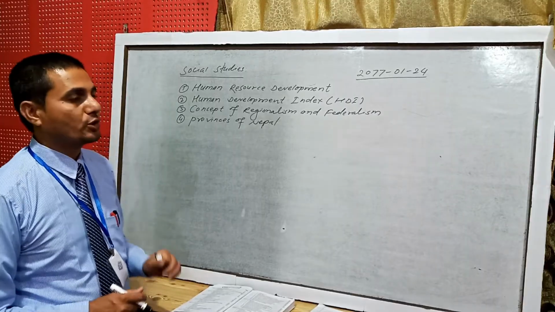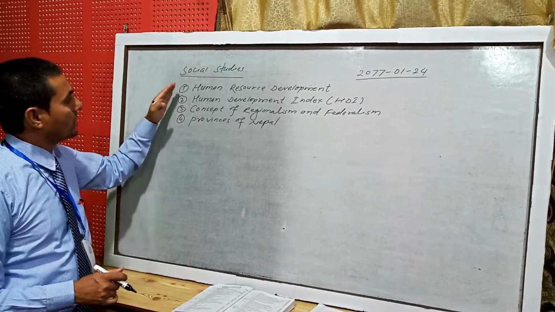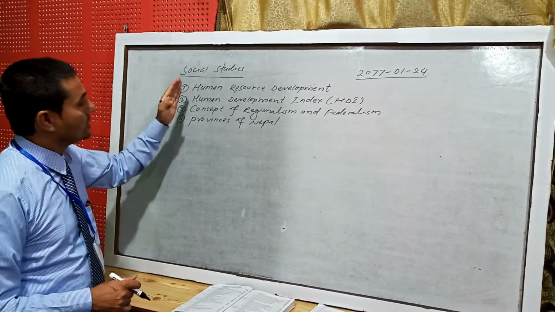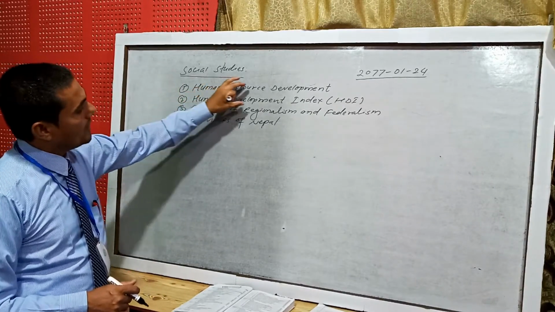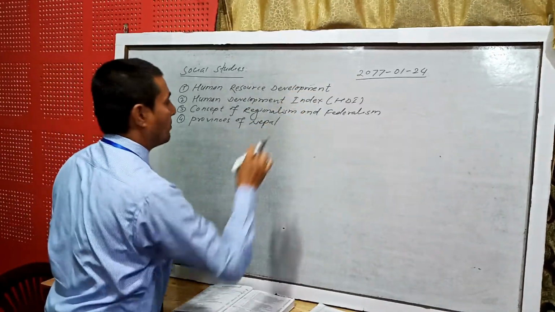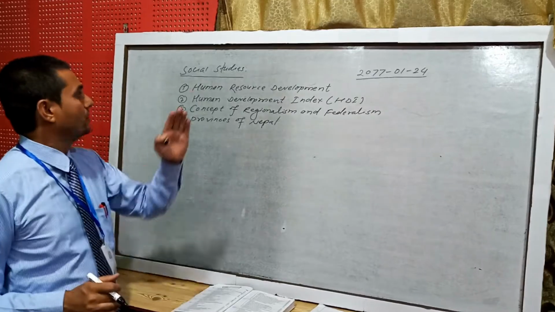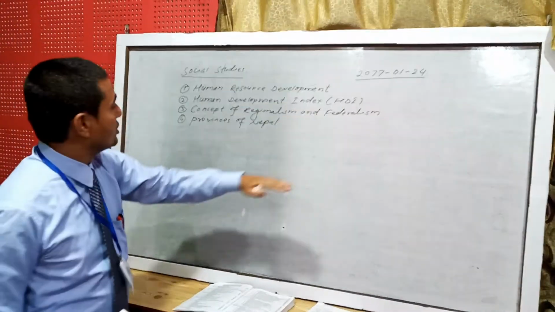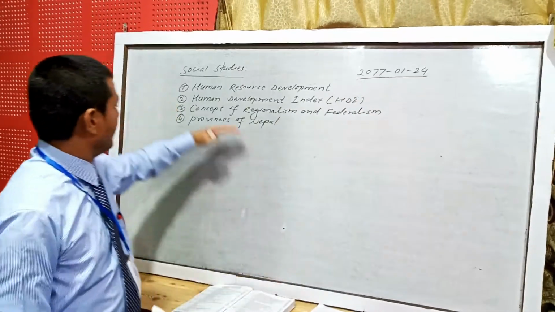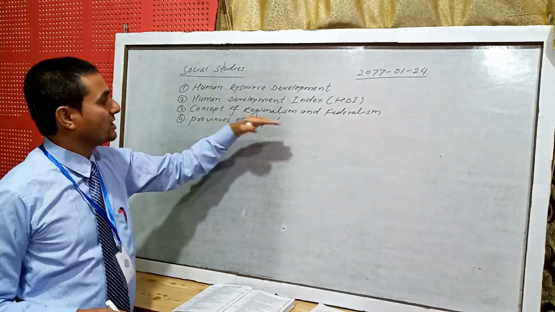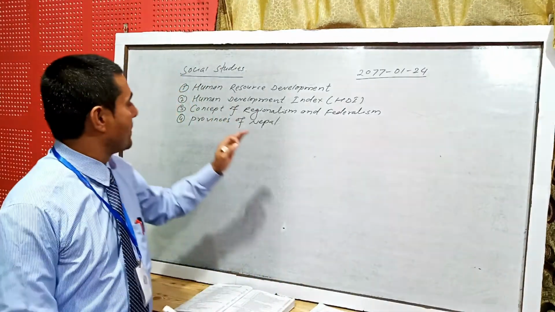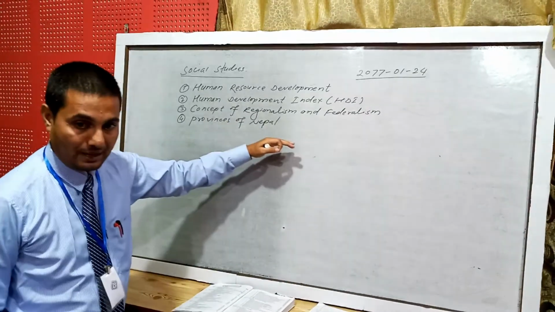Dear students, today we are talking about short answer questions from Unit 1. Unit 1 consists of 4 lessons. They are Human Resource Development, simply called HRD. Similarly, Human Development Index, HDI, and concept of regionalism and federalism. And finally, we will talk about the provinces of Nepal.